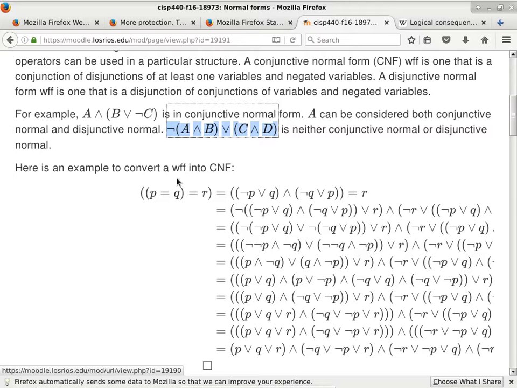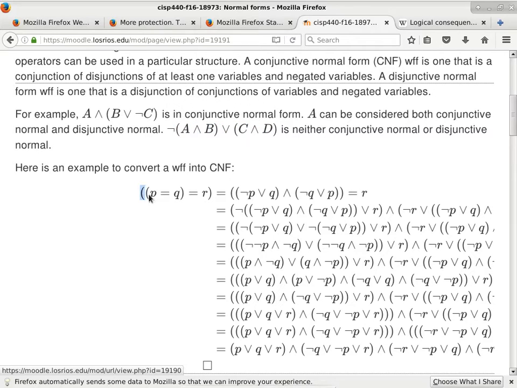Okay, are there any questions about what is a CNF? What is a conjunctive normal form? Yes? No? Sort of? Okay, so let's go ahead and see how we can convert something into a CNF.